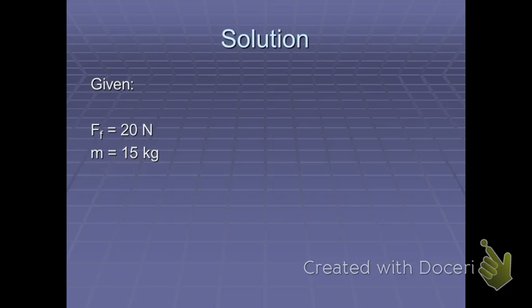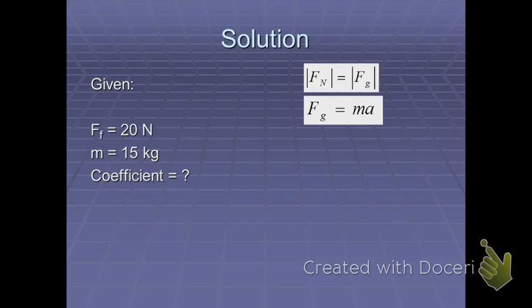Well, again, we always look at the given. So we know frictional force, that's 20 newtons, right? That's established in the question. The mass of the box is 15 kilograms. Again, we assume horizontal surface, so we assume that our normal force is equal to our gravitational force. So we can take Fg, which is gravitational force, multiply it mass times acceleration, and we're going to get 147 newtons. So we now know that our normal force is 147 newtons.